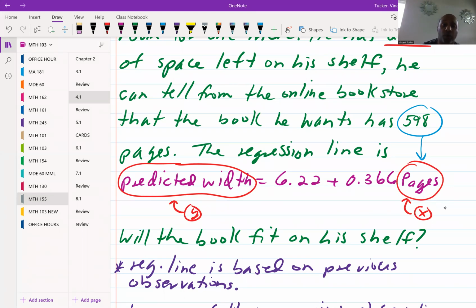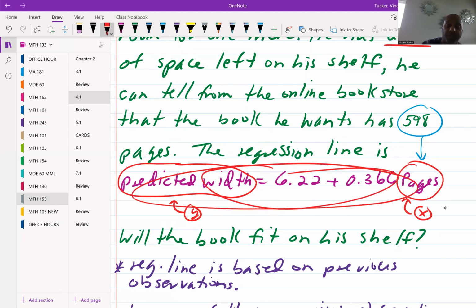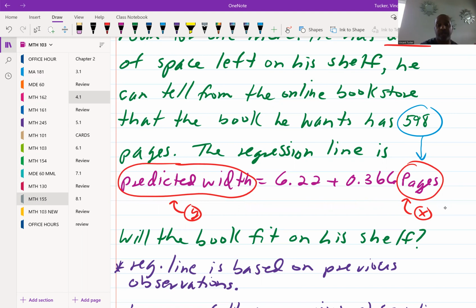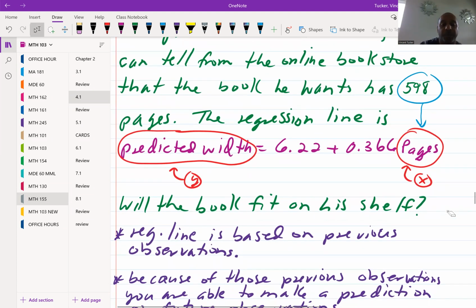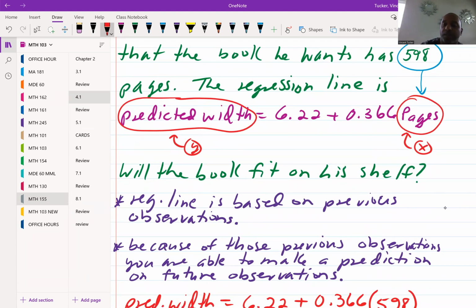So in this case, we want to predict the width of a book based on the fact that we have 598 pages. And once again, this equation would have been generated based upon previous observations. So he looked at the rest of his bookshelf, did his calculation, and found this regression line. Then he can plug in 598 and predict how thick the book should be. So this next statement right here: because of those previous observations, you are able to make a prediction on future observations. That's what I was stating there.